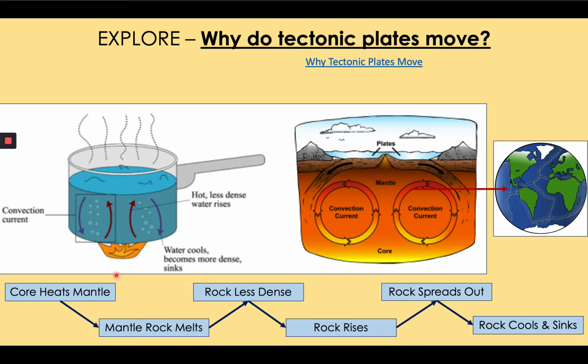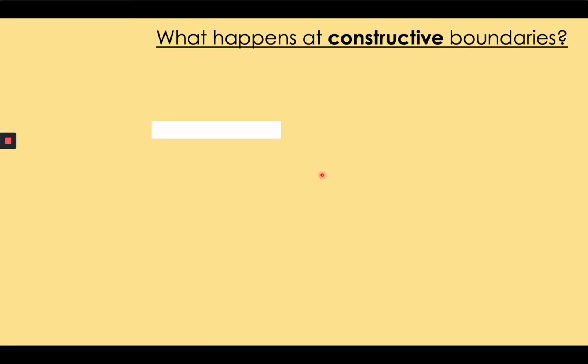Not all plate boundaries where plates meet are the same, because in some places, as you see here, they're moving apart. In some places, as you see here, plates are moving towards each other. And in other places, they're sliding past each other. I'm going to show you now what processes happen at each plate boundary where plates meet. So the first type of plate boundary is called the constructive boundary.